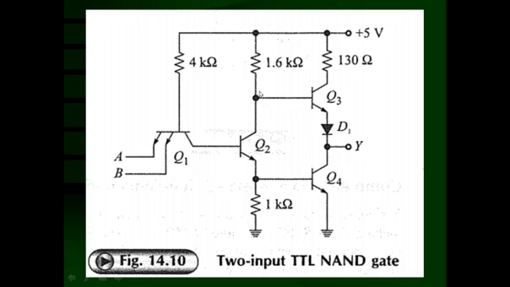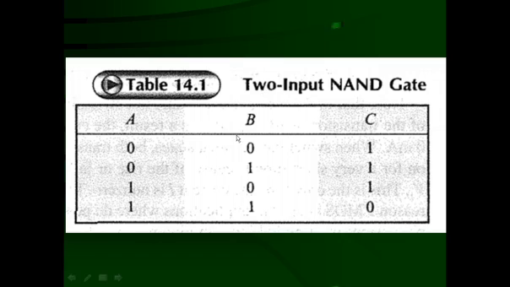And that's why it is working as a two input TTL NAND gate. Now the question is this: in a NAND gate, what type of truth table is going to be there? If you look at this truth table, the required truth table of the NAND gate is this.